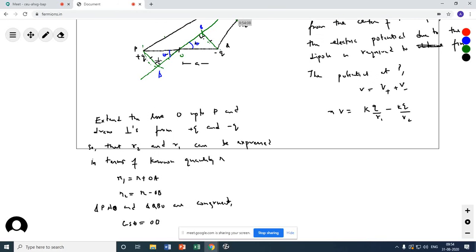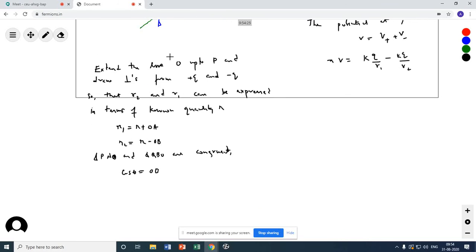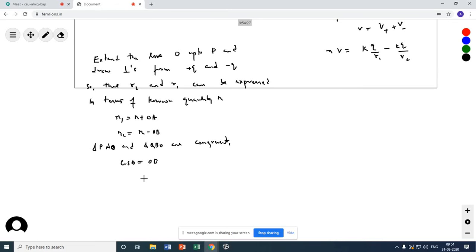Perpendicular by, so OB, base by hypotenuse. What I am saying, base by hypotenuse. Similarly in this triangle also it would be base by hypotenuse. So then I can say that cos theta would be equals to OB by hypotenuse. Hypotenuse is A, implies OB is equal to A cos theta.